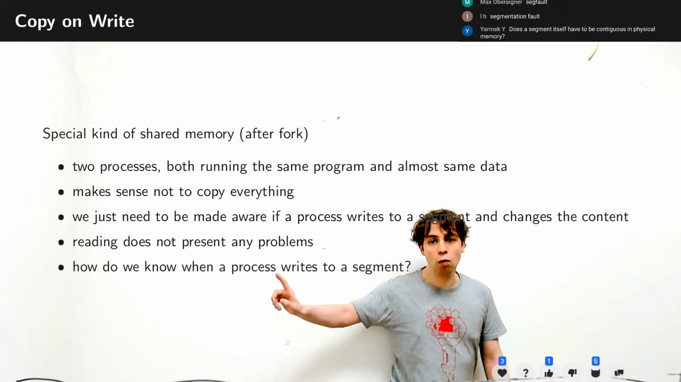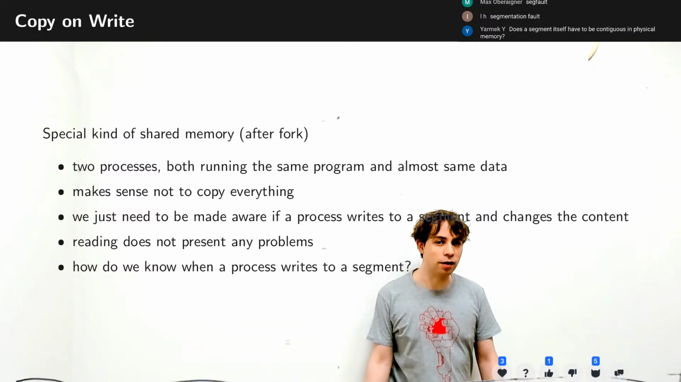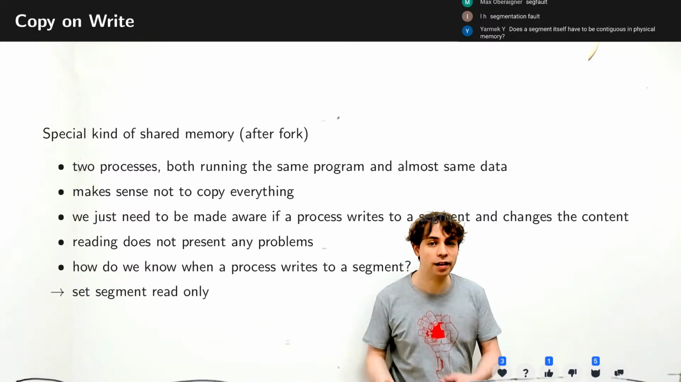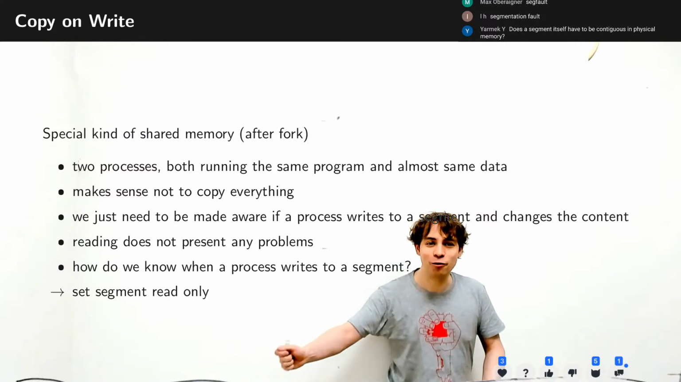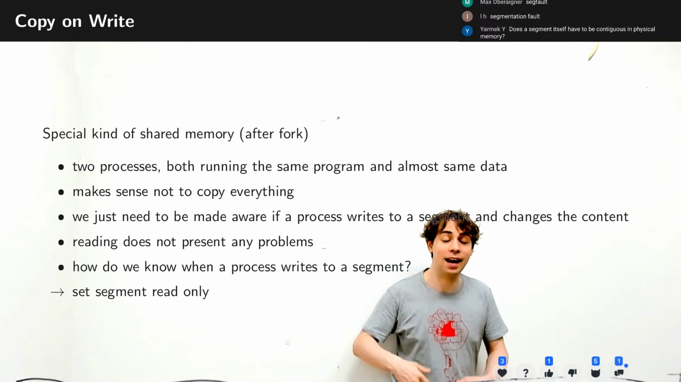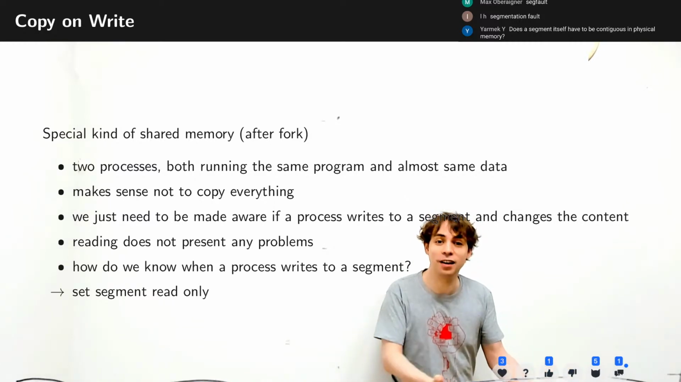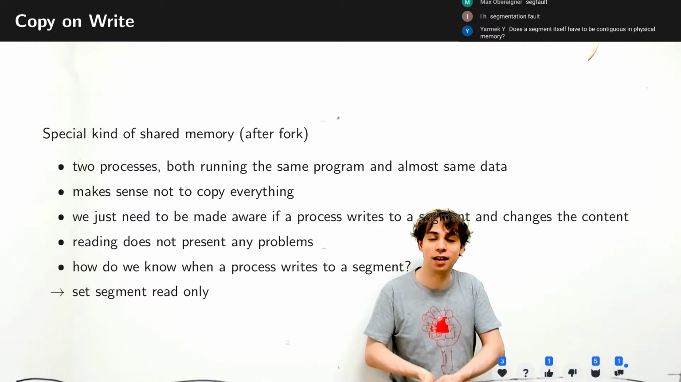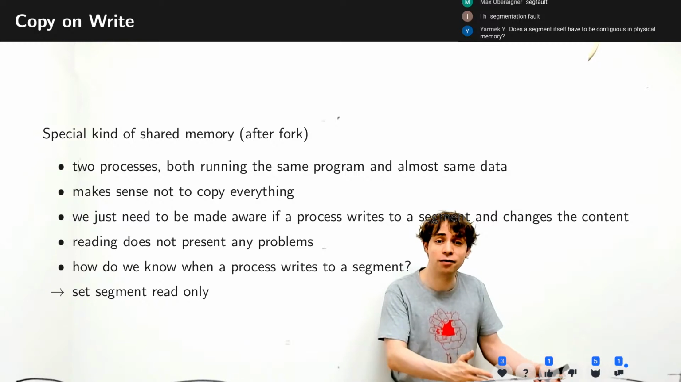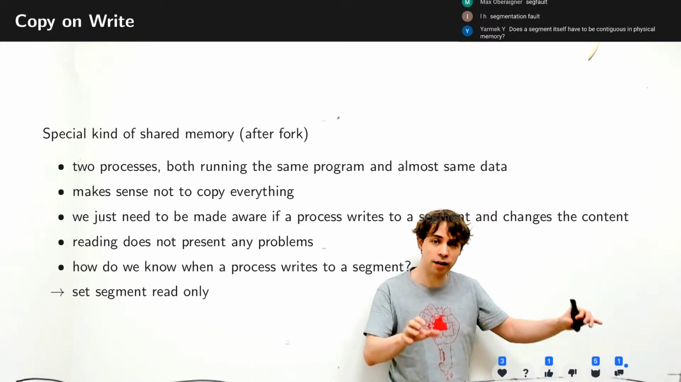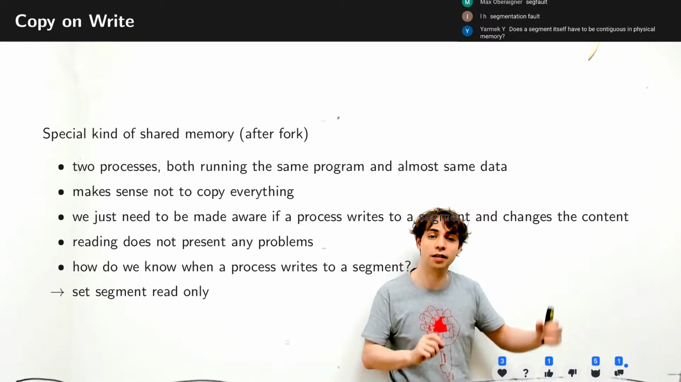But how do we know when a process writes to a segment? We mark the segment as read-only. And as soon as someone tries to write to it, we get a segmentation fault. But in this case, the operating system can decide this segmentation fault is fine. I will copy the segment and mark it as writable.